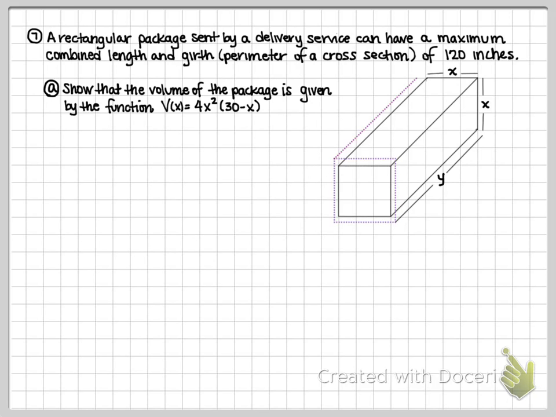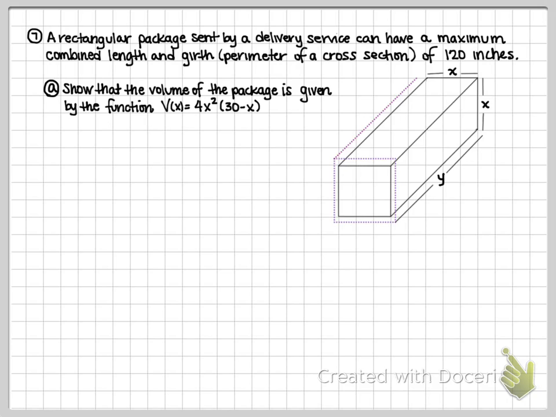All right, application problem. It's the exact same question that you have in your notes, so let's take a look at this. I've already got it written out the same way that you already have. We have a rectangular package sent by a delivery service that has a maximum combined length and girth, as we explained what girth is, of 120 inches. Show that the volume of the package is given by the function.